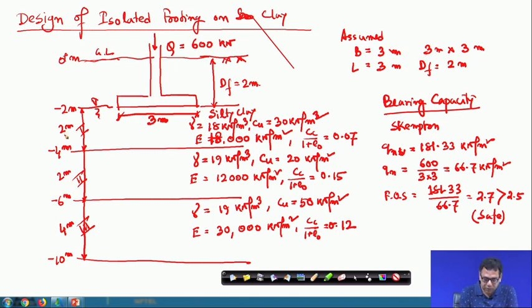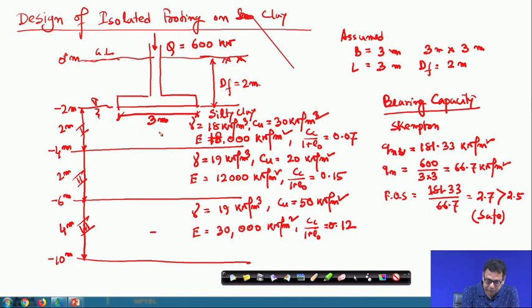The influence zone is 6 meter, but the total thickness is 4 plus 2 plus 2, so 8 meter. Here, half of the third layer will be in the influence zone for the footing, because it is twice B and twice B is 6 meter. So this is 2 meter, then another 2 meter, then another 2 meter. So 6 meter up to this is the influence zone.